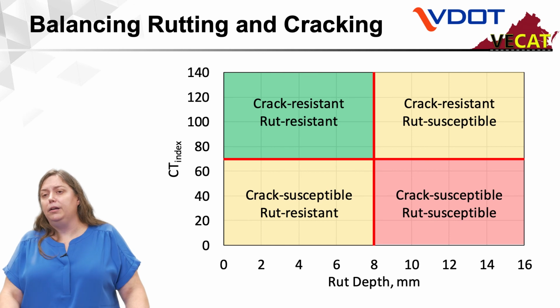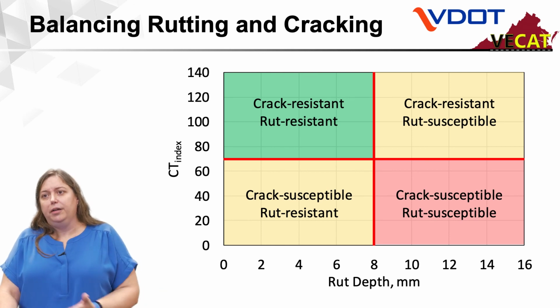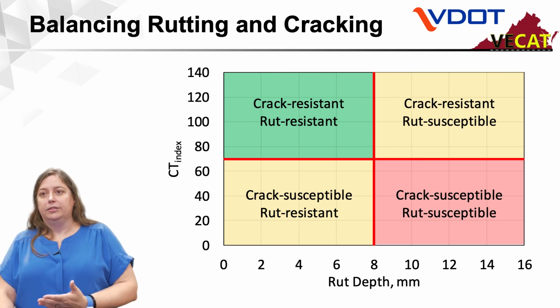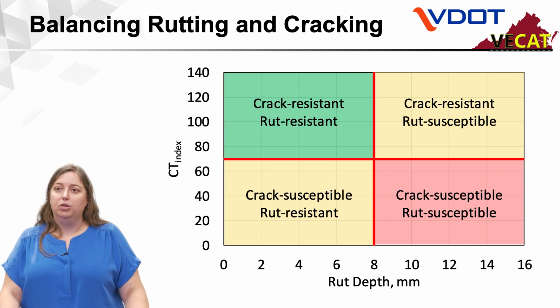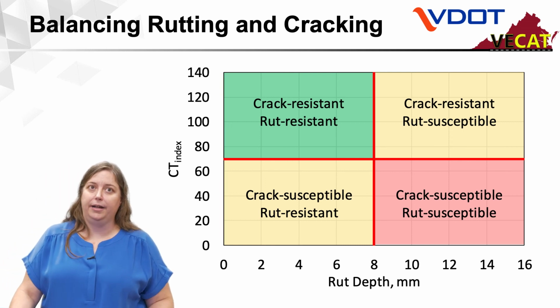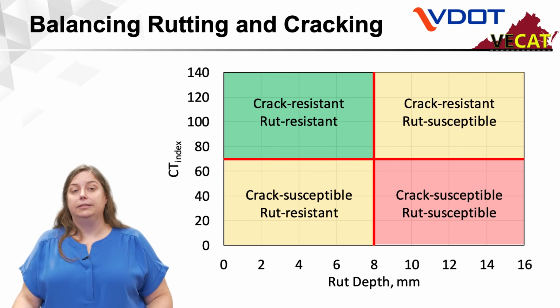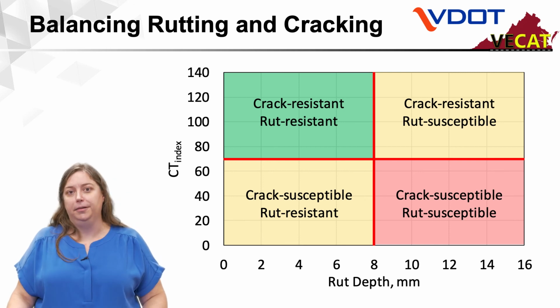Because we know as we increase the rutting resistance of a mix, it becomes stiffer. And as stiffness increases, we move over to where we're more susceptible to cracking. The whole idea of balanced mix design is balancing these two phenomena so that we come out with the best performing mix possible.